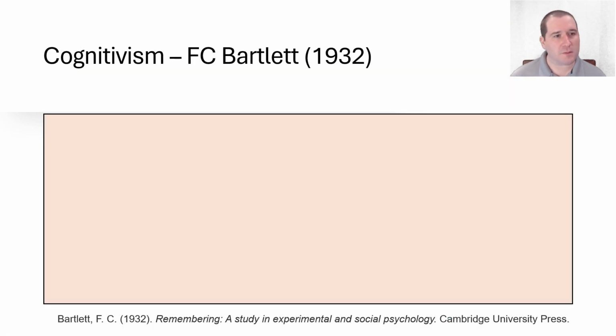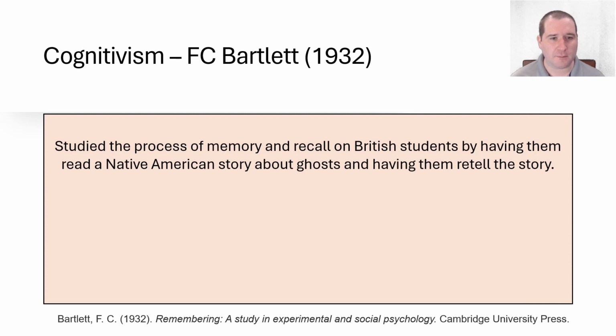Okay, although there were some early cognitivist experiments, cognitivism as a field really didn't take off until the 1930s to 1950s. A lot of people think of F.C. Bartlett as one of the first people to really introduce those cognitivist ideologies. In his experiment, he studied the process of memory and recall by giving British students a Native American story about ghosts and then asking them to retell the story. Okay, so this is a really interesting experiment that covers a lot of bases here.